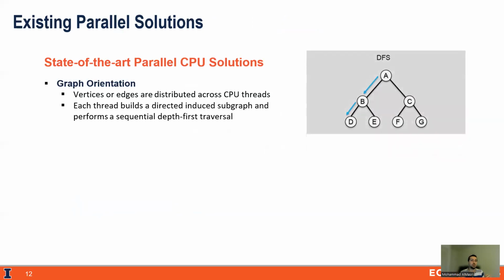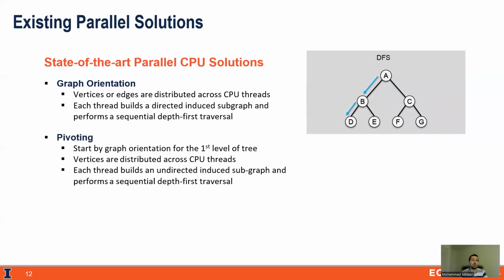In the CPU, you can find that graph orientation exists, with vertices or edges distributed across the CPU threads. Each thread builds a directed induced subgraph, and then it performs a sequential depth first search traversal, because CPUs are good with recursion due to the large stacks that they support.